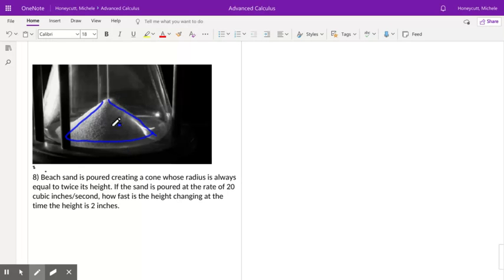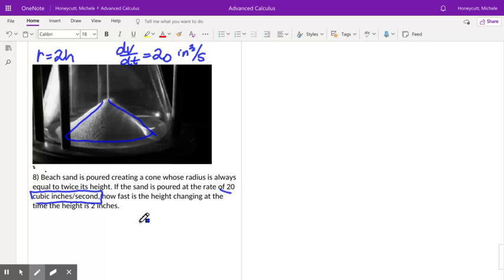So we have this cone that's being formed with our sand, and the radius is always equal to twice its height. So I'm going to write that down: radius is always equal to twice the height. If the sand is poured at a rate of 20 cubic inches per second, since they gave me cubic inches, that tells me I have a unit of volume. So that's the rate of change of volume. So I'm going to write down dV/dt is 20 cubic inches every second.